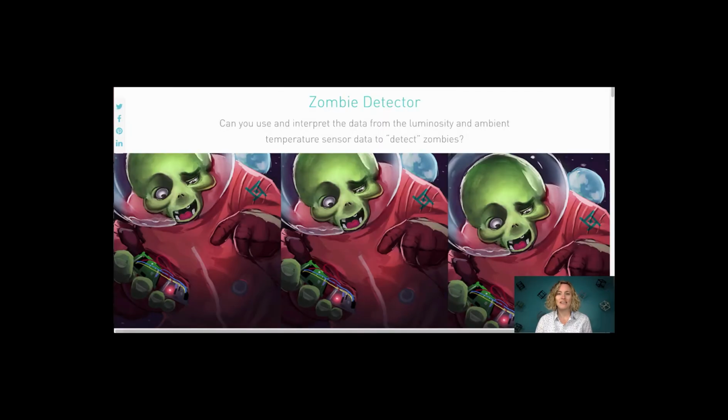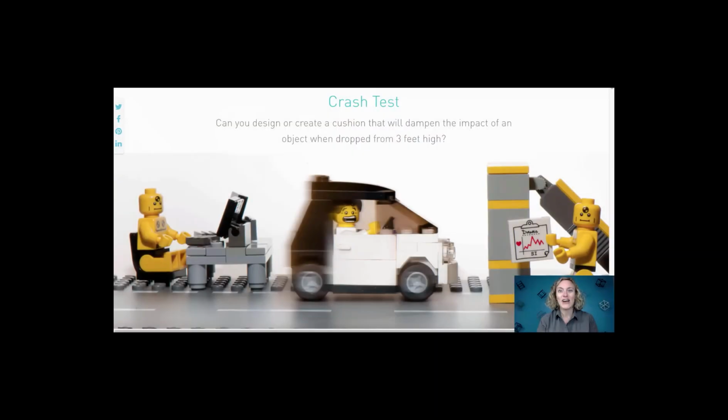In the experiment titled Zombie Detector, the students will use data from the luminosity and the ambient temperature sensors to interpret which members of their group are zombies and which members of their group are humans. Crash Test has the students designing a cushion that will dampen the impact of an object when dropped from 3 feet high. The students will collect G-force data from the accelerometer sensor and use it to tell them whether or not their cushion was effective.